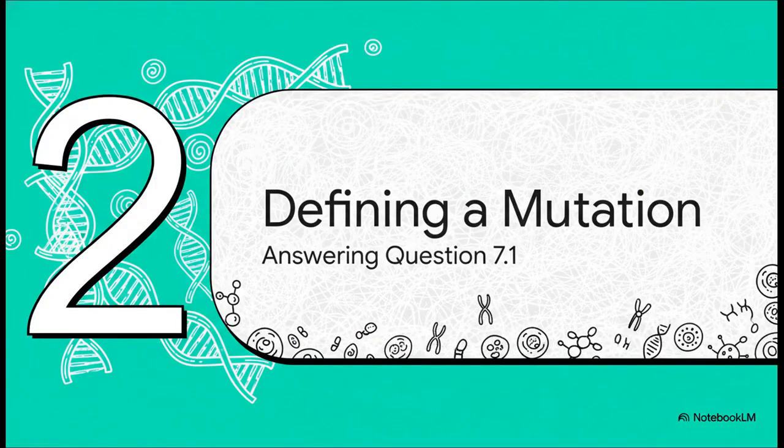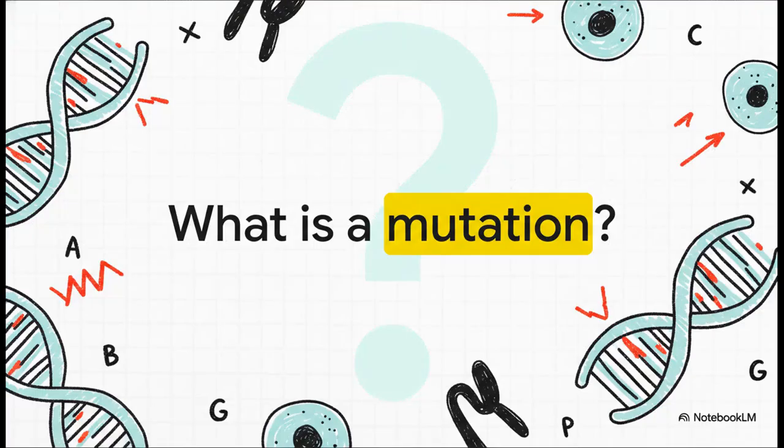Okay, so the exam starts us off with a pretty classic one-mark question. It's basically a little check to see if you were paying attention to that intro. And it's all about that key term we just mentioned, mutation. So here it is, question 7.1. What is a mutation? This is a really fundamental question in genetics.